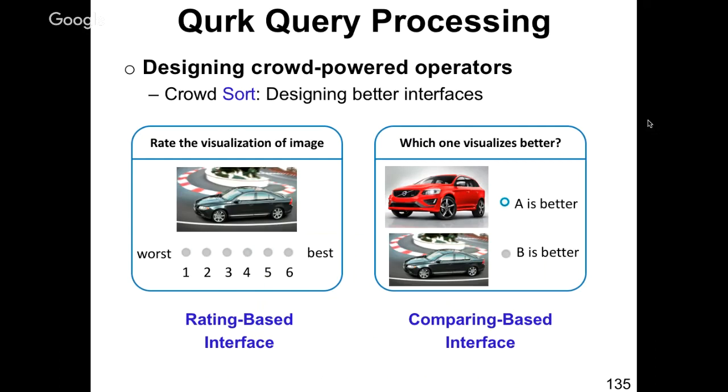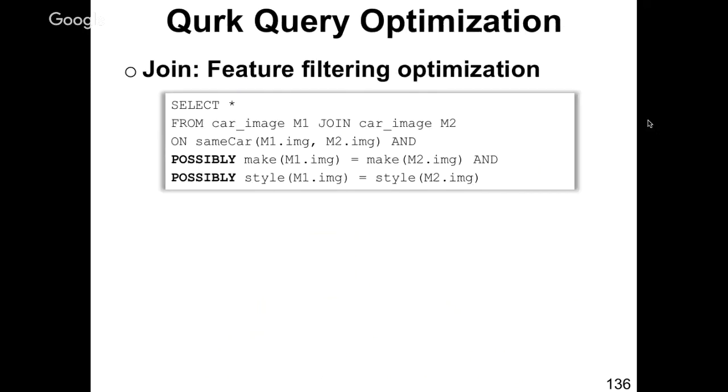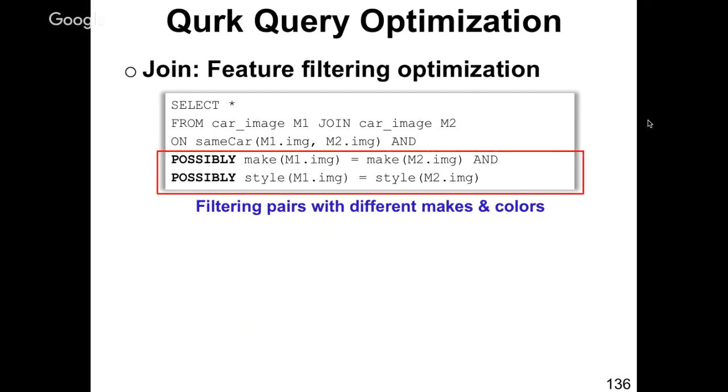So another better interface is the compare-based one, where you just compare individual images. For this interface, the consistency issues may not be very significant, but it has to incur a quadratic number of tasks, which could incur more monetary cost. So Qurk has some very good ideas on how to balance between these two interfaces. And another very interesting part Qurk has introduced is the feature filtering optimization, which is introduced by these keywords possibly. This idea is quite similar to some techniques in entity resolution.